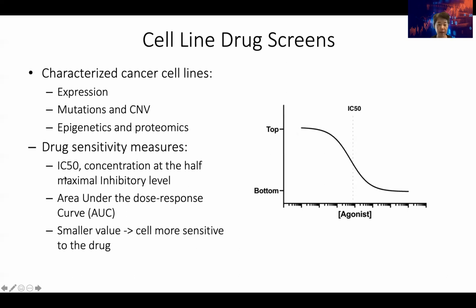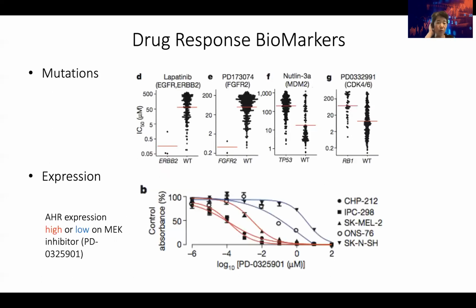But in general, whether it's IC50 or area under the curve, the smaller the value means the cells are more sensitive to the drug. For example, if the curve drops very, very quickly, your area under the curve will be small, meaning that even at a very low concentration of the drug, a lot of the cancer cells are dying, right? And so using this approach, because the cancer cell lines are well characterized already, for a particular drug, we can start to develop response biomarkers. For example, this is a drug, lapatinib. And lapatinib is a HER2 inhibitor.